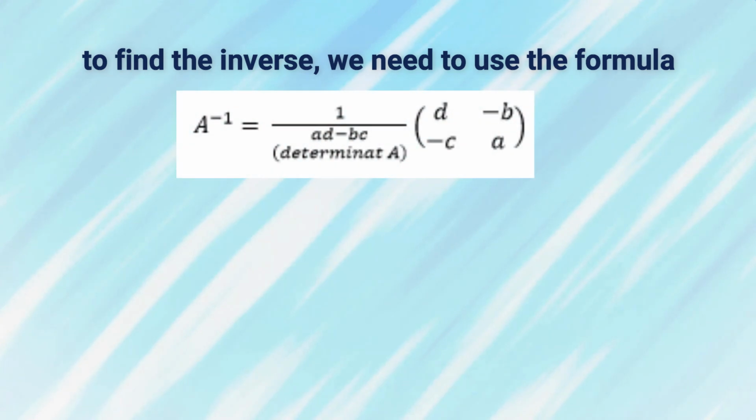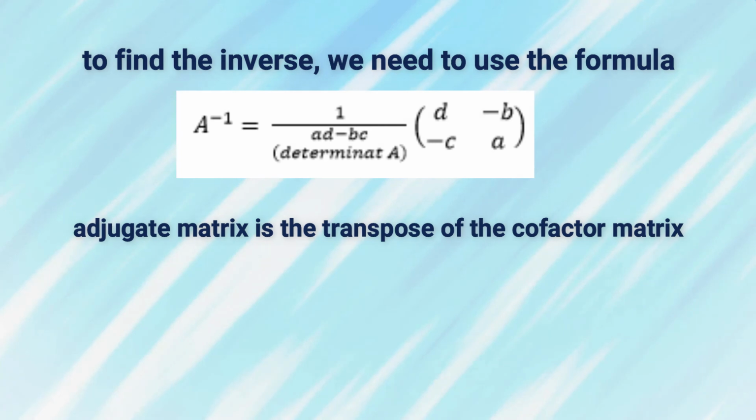Next, I will explain the final step. So, we have already calculated the determinant of the matrix. In order to find the inverse, we need to use the formula of 1 over the determinant times the adjugate matrix. The adjugate matrix is the transpose of the cofactor matrix.